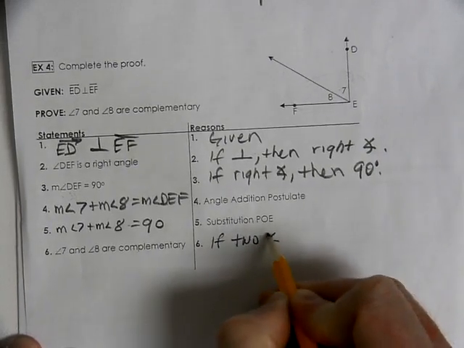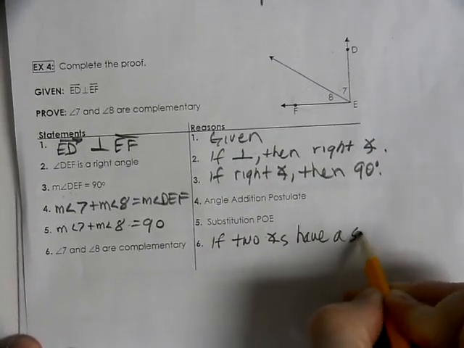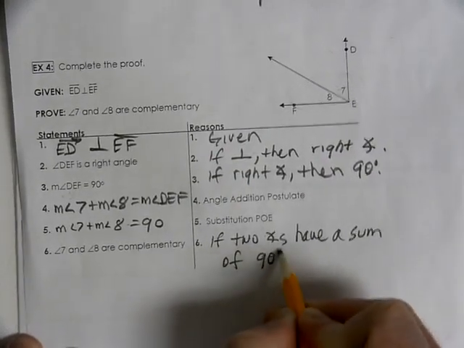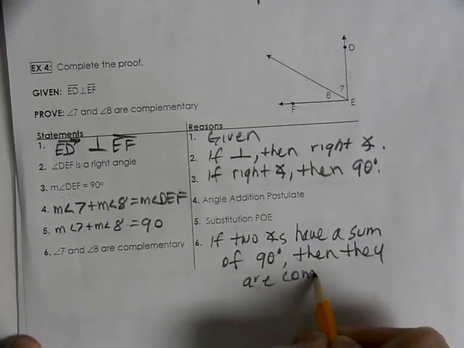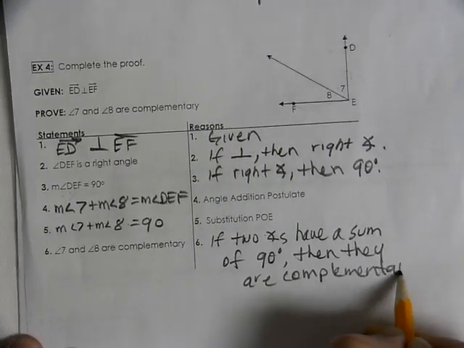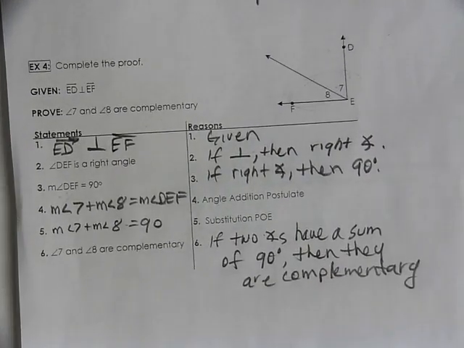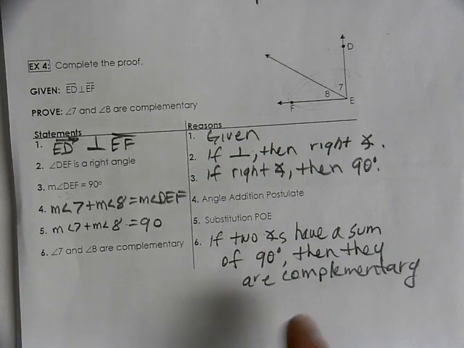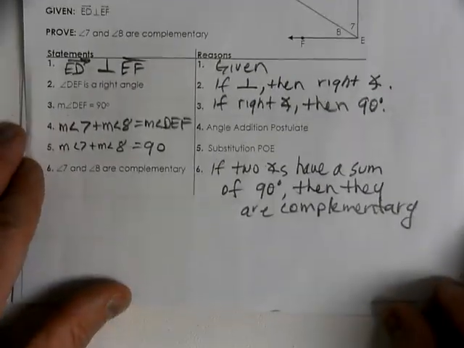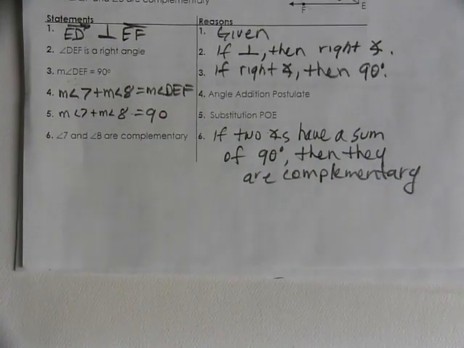If two angles have a sum of 90 degrees, then they are complementary. Notice I did not say 7 and 8. You don't write that as a reason. You don't say 7 and 8 are complementary. You just say the angles are complementary. And that's it. That's all of it.